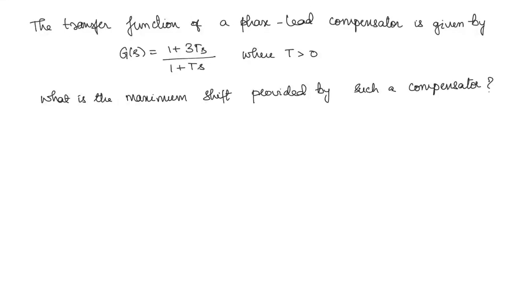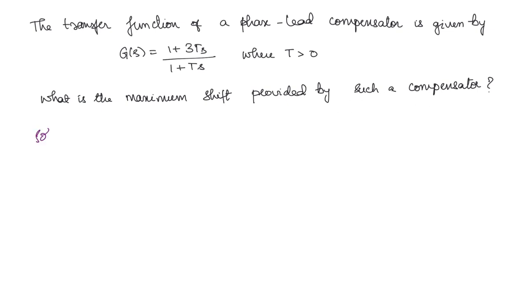Now we will do some problems. The first question is, the transfer function of a phase lead compensator is given by G(s) = (1 + 3Ts) / (1 + Ts), where T is greater than 0. What is the maximum shift provided by such a compensator?